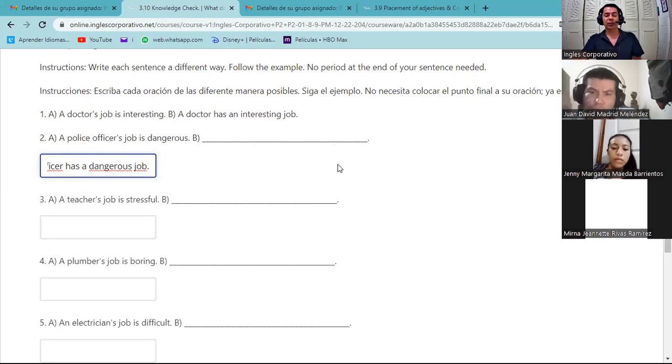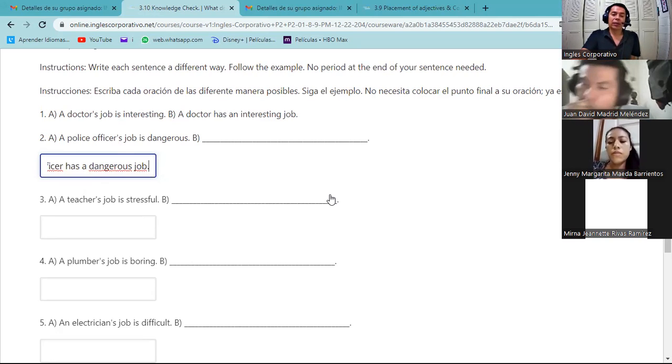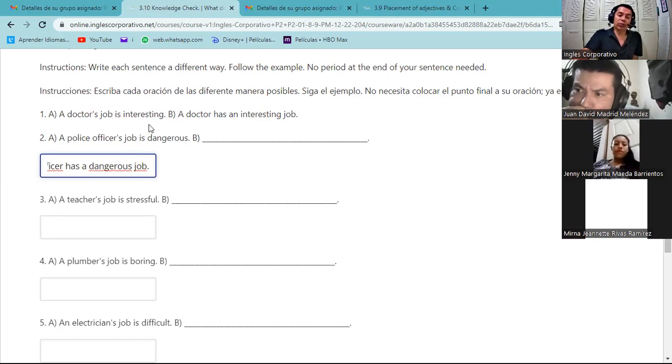Teacher, hay una cuestión. En la opción B, a doctor has an interesting job. ¿Qué job ocupa la parte del noun, o sea, el sustantivo? Porque doctor no sería el sustantivo en ese momento. No, porque no estamos calificando al doctor. Estamos calificando el trabajo del doctor. Dice doctor's job. Ah, ok. Entonces eso sería nada más un adverbio. Podemos hacerlo también así. ¿Qué le parece?